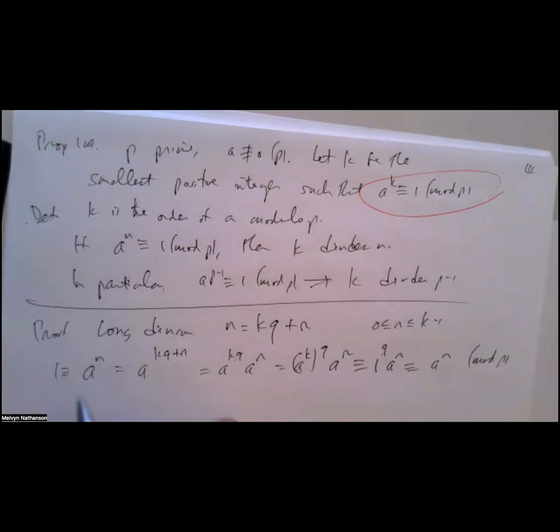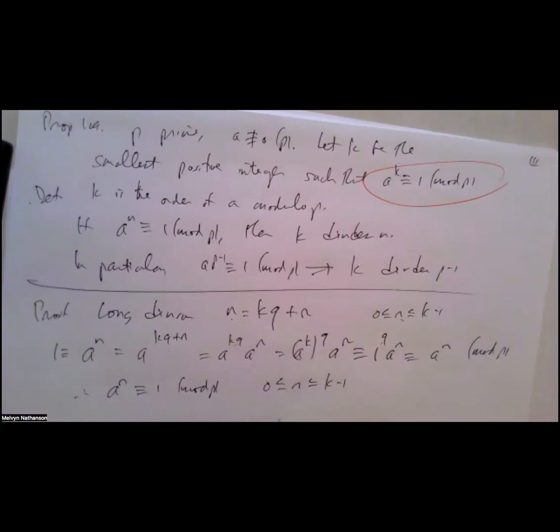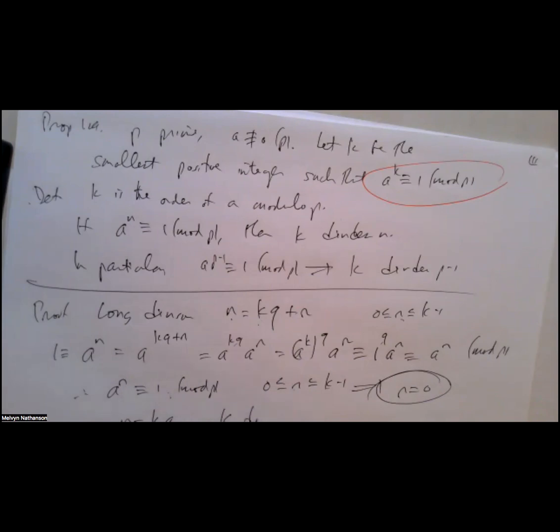And a to the n is 1 mod p. Right? a to the n is 1. So what I have is that a to the r is congruent to 1 mod p, and r is between 0 and k minus 1, because r is the remainder you get when you divide n by k. But k is the smallest positive power of a which is 1 mod p. And r is less than k. It's at most k minus 1. So r cannot be positive. So r has to equal 0, because k is the smallest positive integer such that a to the k is 1 mod p. So n is equal to k times q. My remainder is 0. That is, k divides n. And that is a complete and very beautiful proof of this result.